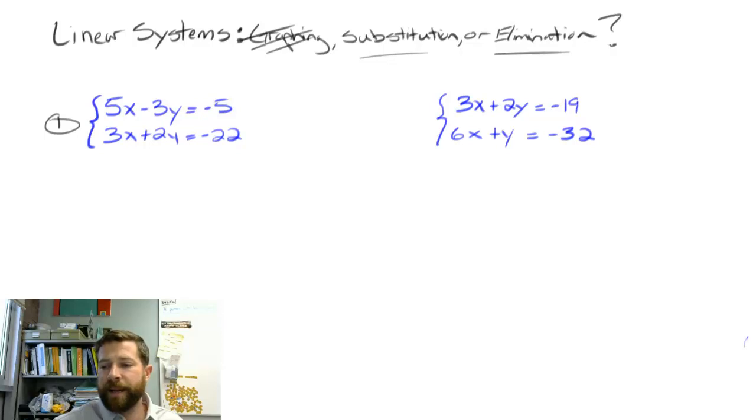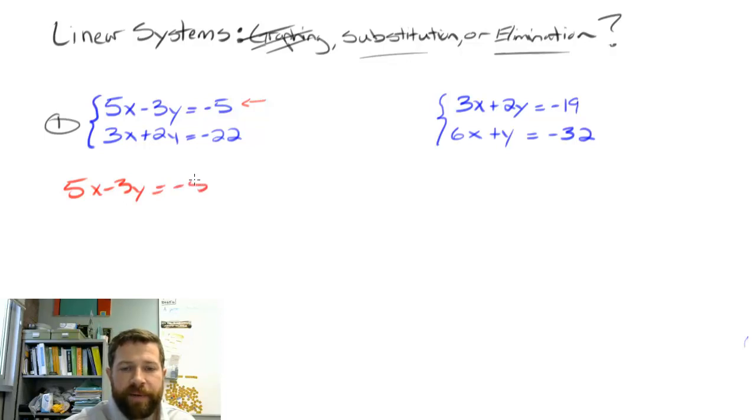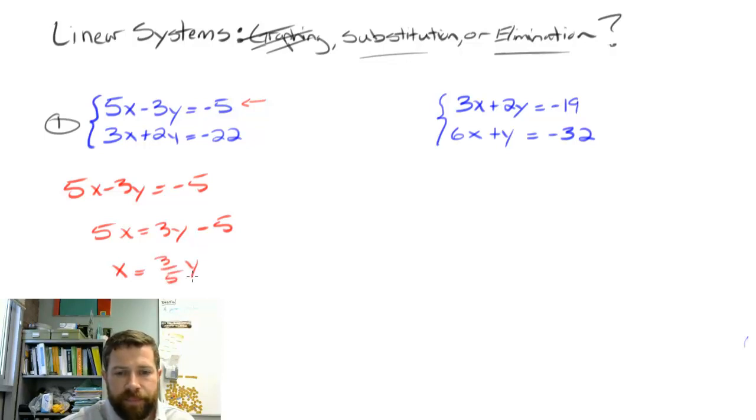Let's say I'm going to isolate this first equation for x. So I'm going to do that right now. I'm going to take this 5x minus 3y equals -5, and I'm going to solve this for x. I'm first going to add over this 3y, which would give me 5x equals 3y minus 5. Now I'm going to divide everything by 5 to get x by itself. So I get x equals 3/5 y minus 1. The next move would be to insert this expression for x, this 3/5 y minus 1, in for x into this second equation.